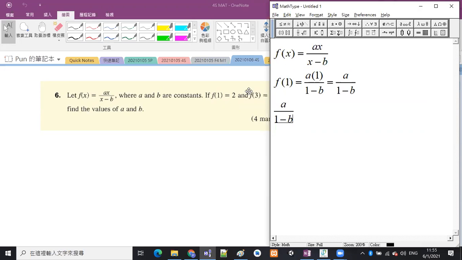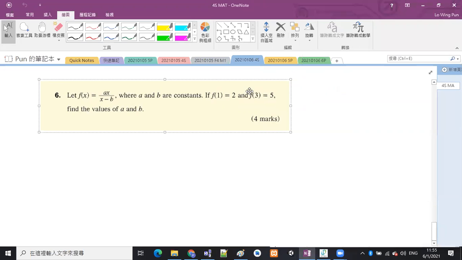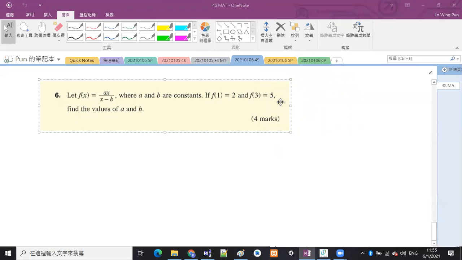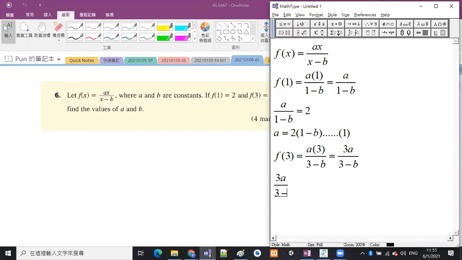So a over 1 minus b should be equal to 2. Okay, and then I just multiply the denominator to the right-hand side. It's equal to 2. Call this equation 1. Okay, and we also have information about f3. So we calculate f3 ourselves first. It's a times 3 over 3 minus b. So just 3a over 3 minus b. Okay, but it is also given that f3 is equal to 5. So our f3 should be equal to 5. Okay, and then multiply the denominator to the right. We have this.